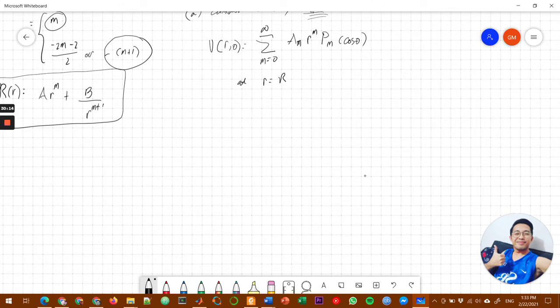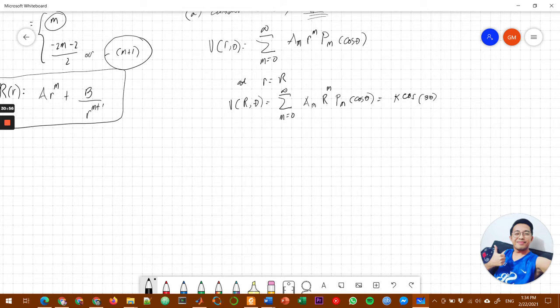So, at r equals big R, we mean V of big R, theta equals the summation of A sub m, so this is big R na, okay? And then P m cosine theta. This is equated to the potential sa surface, k cosine 3 theta. Okay?